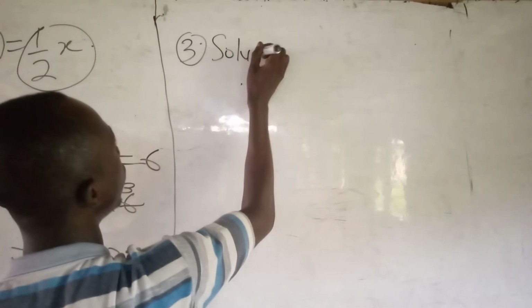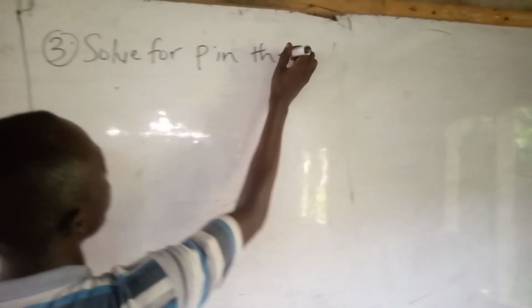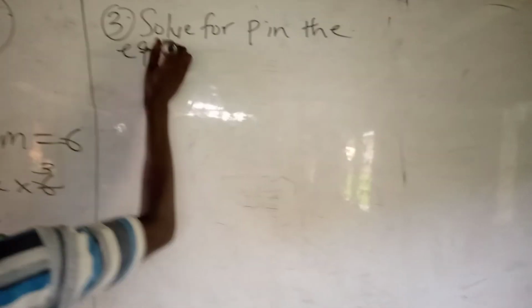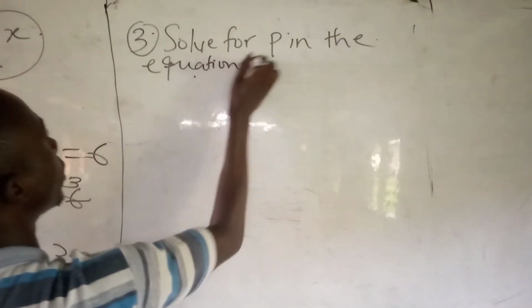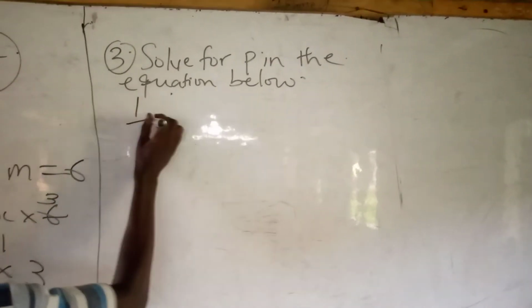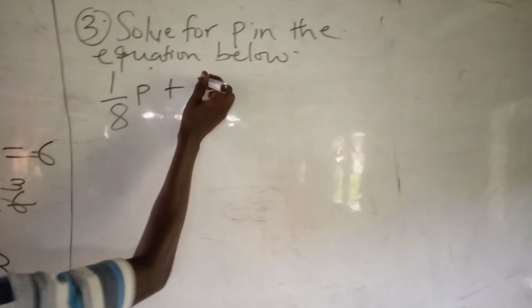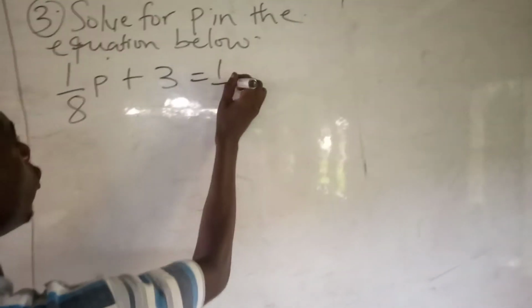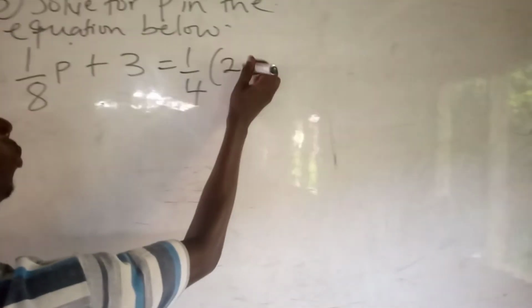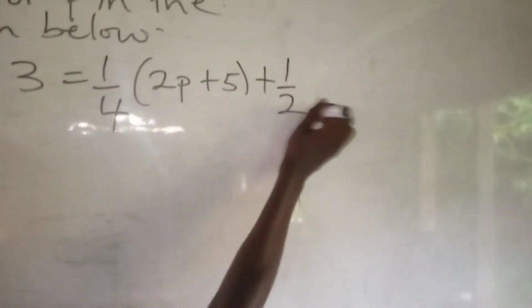Solve for p in the equation below: 1 over 8 (p plus 3) is equal to 1 over 4 (2p plus 5) plus 1 over 2.